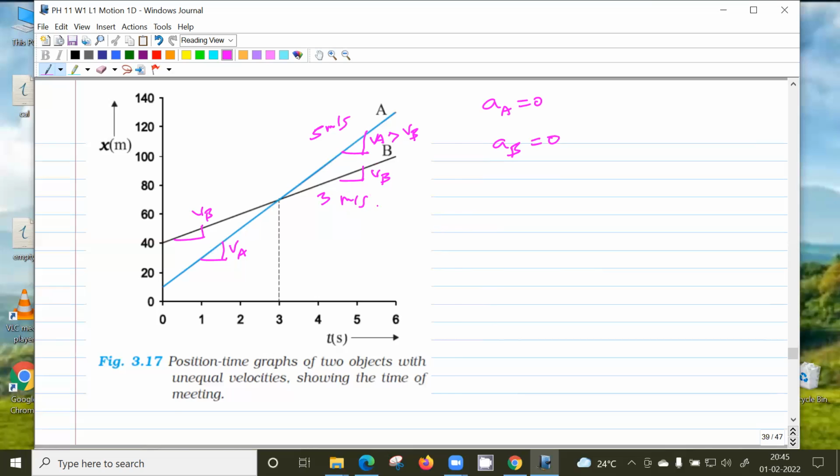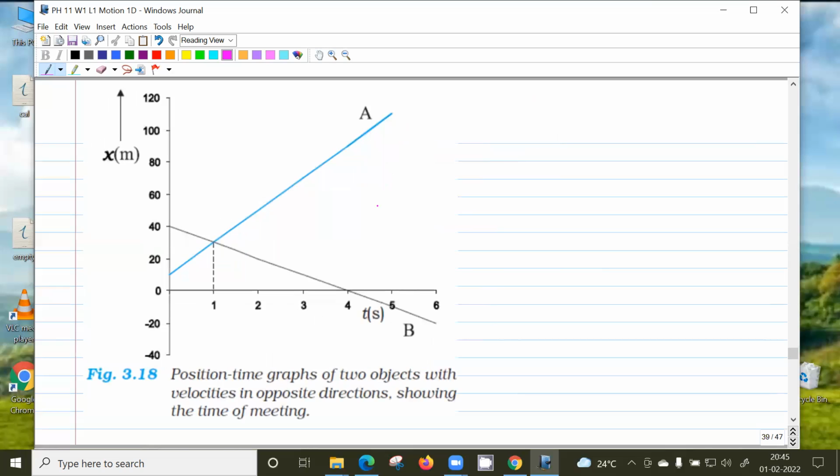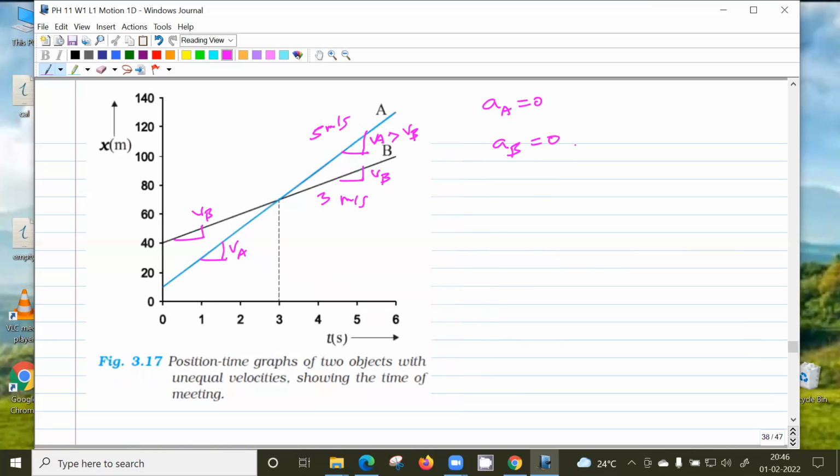And what is the difference between these two and what is the similarity? A with positive velocity, B with negative velocity, that is the difference. The similarity is that both have zero acceleration. Here one of them is, say, minus 3 meters per second.